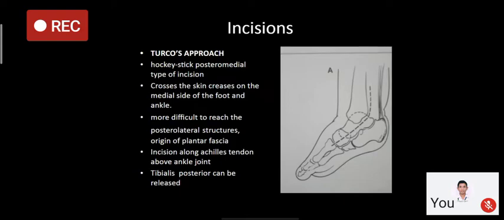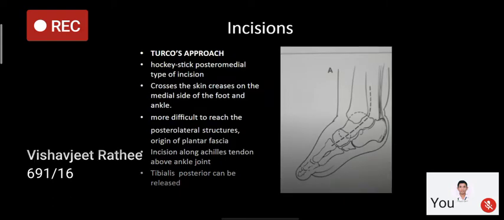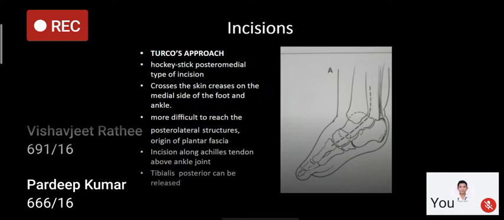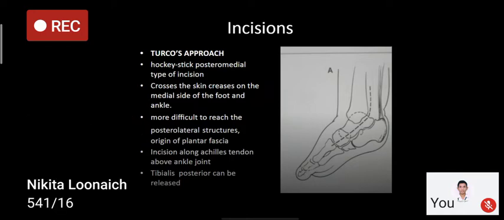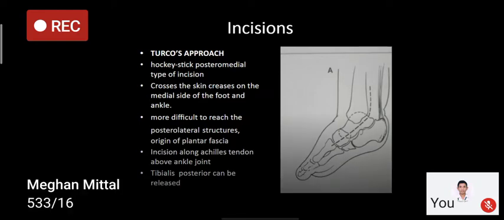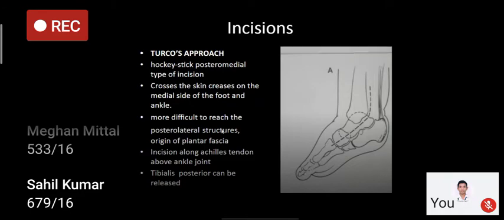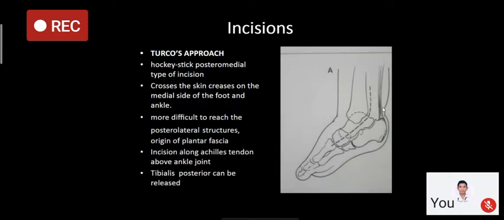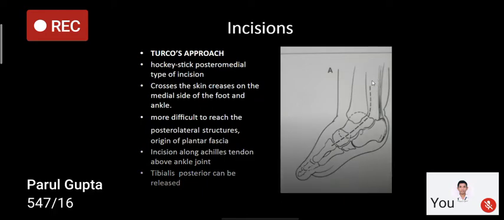The incision is described in books as Turco's approach. It's a hockey stick posteromedial skin incision and it crosses the skin crease on the medial side of the foot. Some use the Cincinnati incision, which goes all along the posterior aspect, from medial to posterior, then to lateral, circumferentially. This is an inverted hockey. This is the hockey stick type of incision.